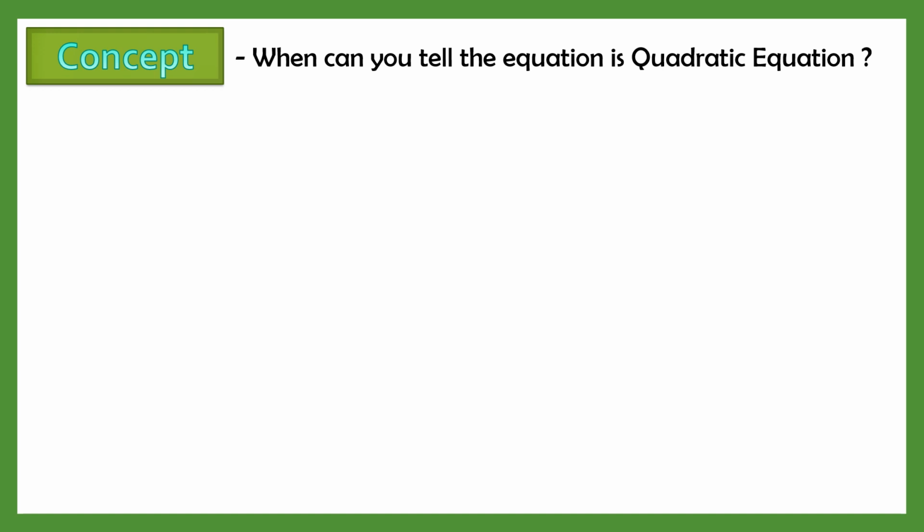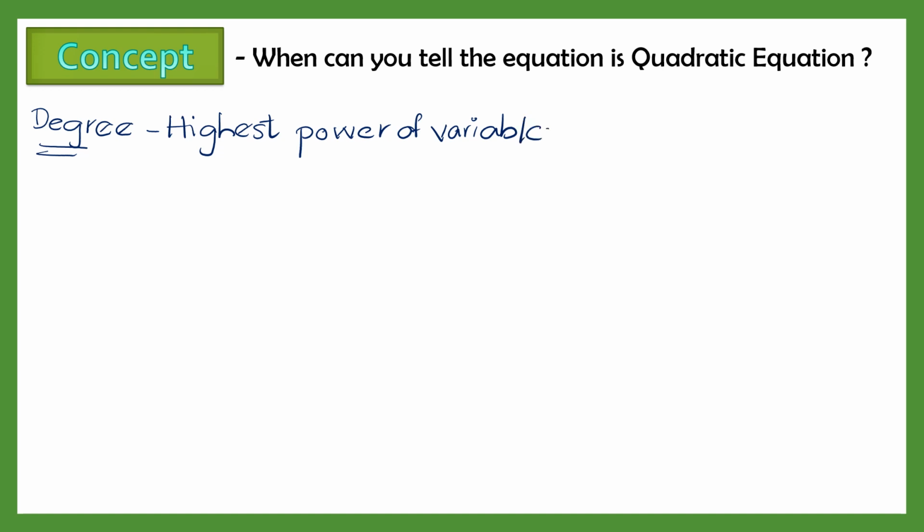When can you tell an equation is a quadratic equation? You can tell based on degree. Check the degree, and based on that you can tell whether the equation is quadratic or not. Degree is what? Degree is the highest power of the variable. So based on this degree you can tell whether the equation is quadratic or not.